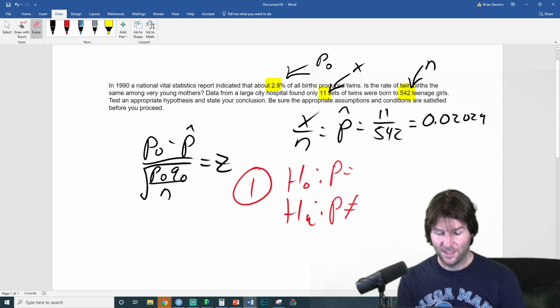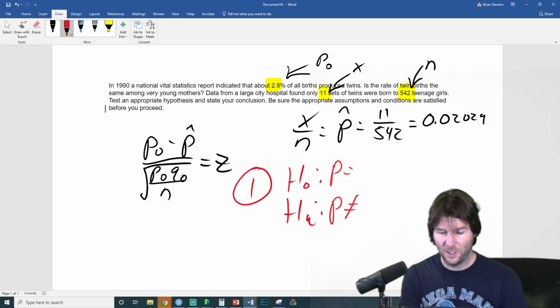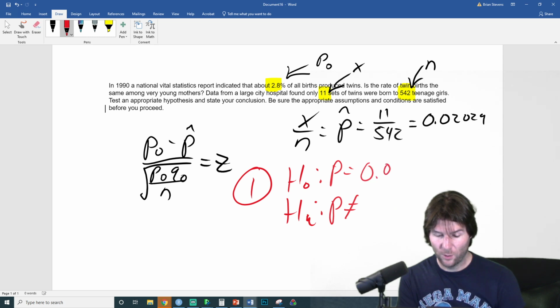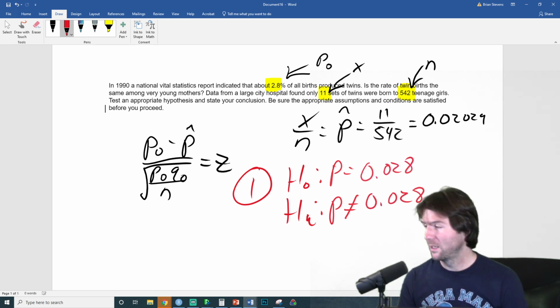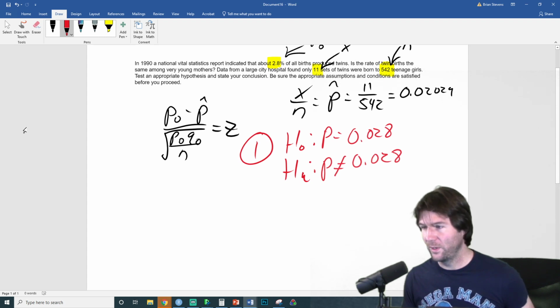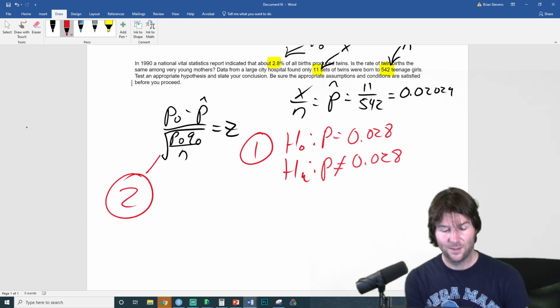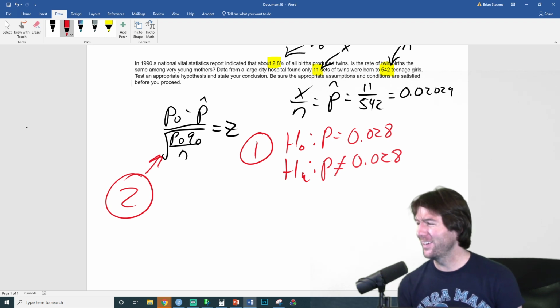So P equals P naught, and P naught equals P naught right here. So that's so awesome. All we're going to do for this is put in P naught as 0.028. Boom, we got it right there. We've got the null and alternative written. Now we're going to scroll down just a little bit, and we are going to go here and do part number 2. That's this right here. So we've already kind of got that written out as part number 2.